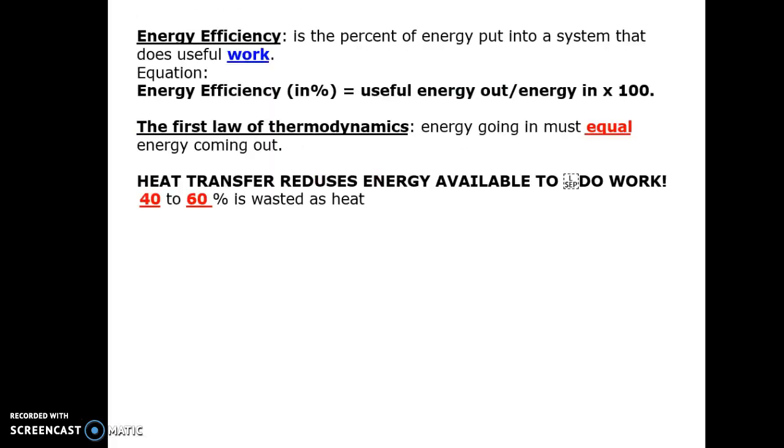Energy efficiency, speaking of energy efficiency, what is that? That is defined as the percent of energy put into a system that does useful work. So if I was to look at it in an equation, I would say the energy efficiency equals the amount of useful energy out divided by the energy in, times 100. Also known as the first law of thermodynamics, the energy going in must equal energy coming out. Otherwise, it's not efficient at all, is it?